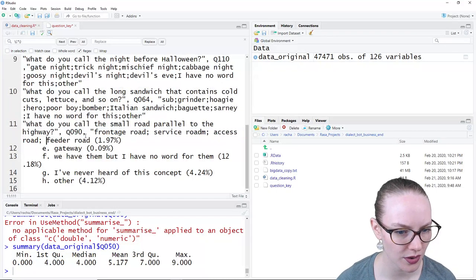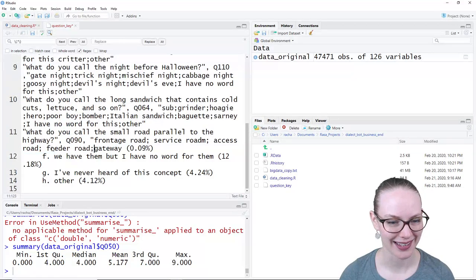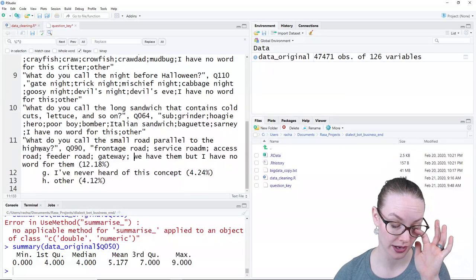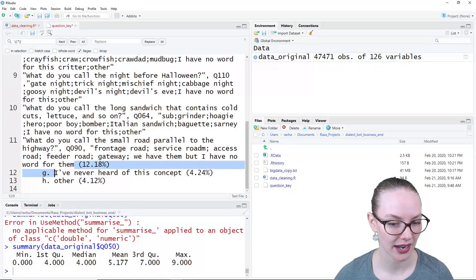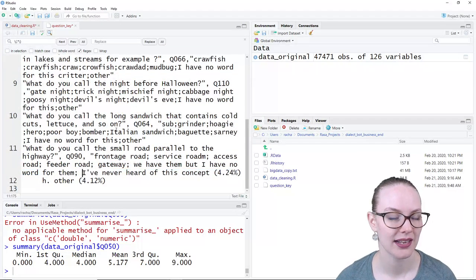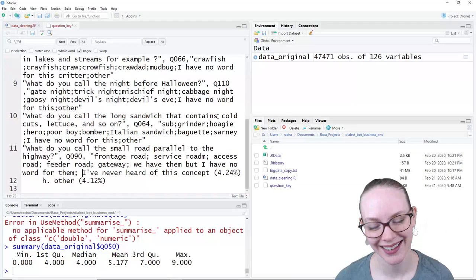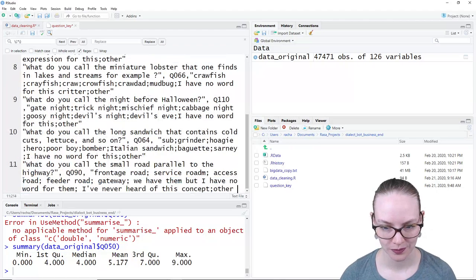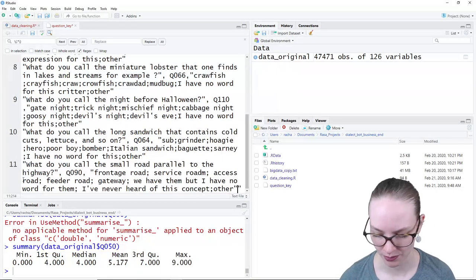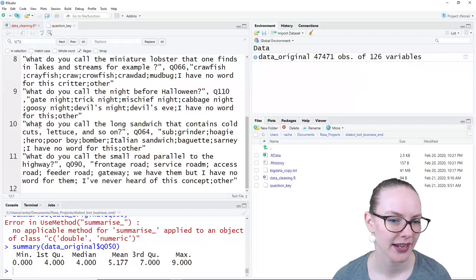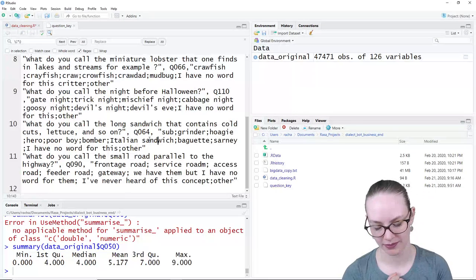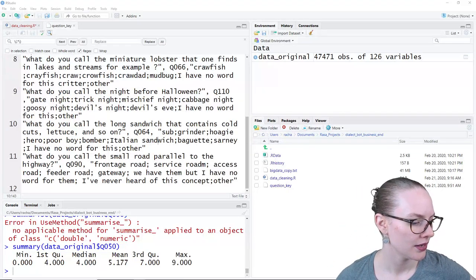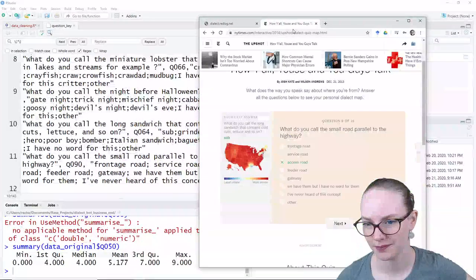Access road, feeder road, gateway? Gateway something, but that's not what I'd call that. We have them, but I have no word for it, which is going to be difficult. Slot to match, because there's going to be a lot of variation in how people say that. So we may have to add an intent, potentially. I don't know. We'll figure it out. We're just getting started. But I do plan on having a tutorial just on the Alexa bit out soon. All right, mysterious. Access road.